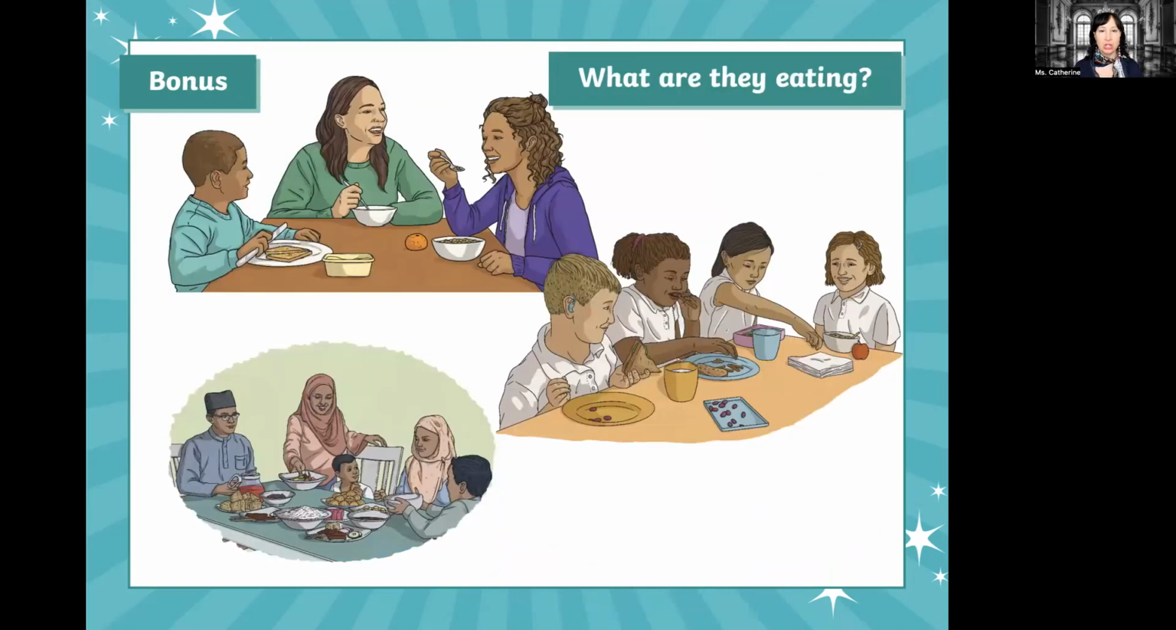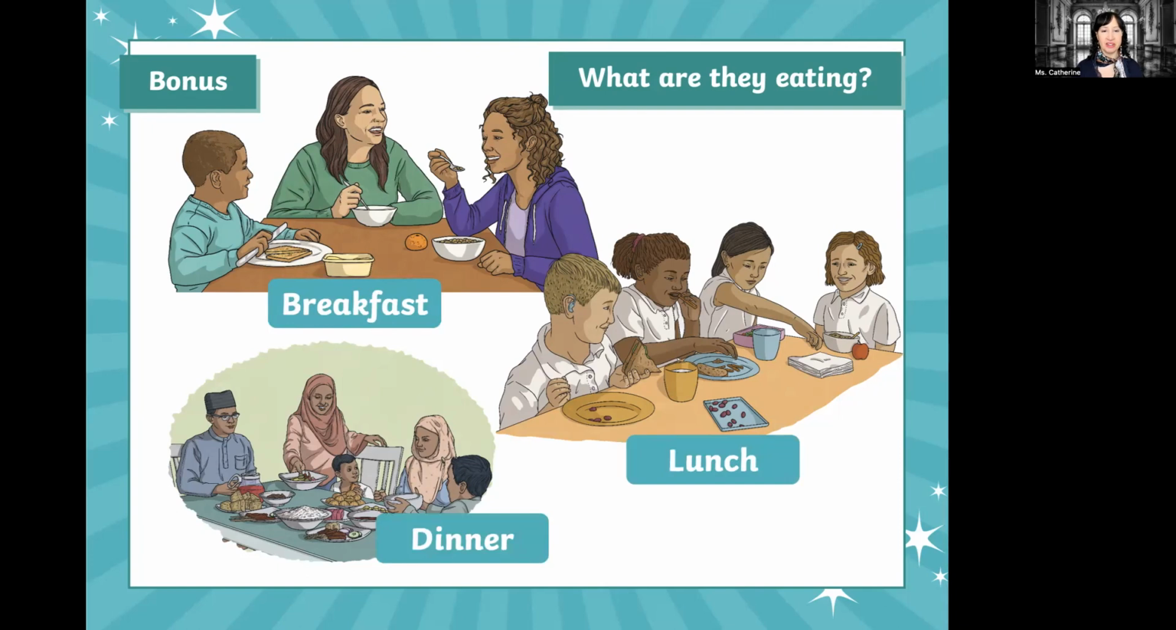Now, bonus. Look at the different times of the day. What are they eating? Okay. So you can describe what they are eating, but we are going to tell you what the time of the day is. What's the first one on top? They're eating breakfast. Okay. What about this one? Lunch. They are eating lunch. And the last one, what are they eating? Dinner. They are eating dinner. Good job.